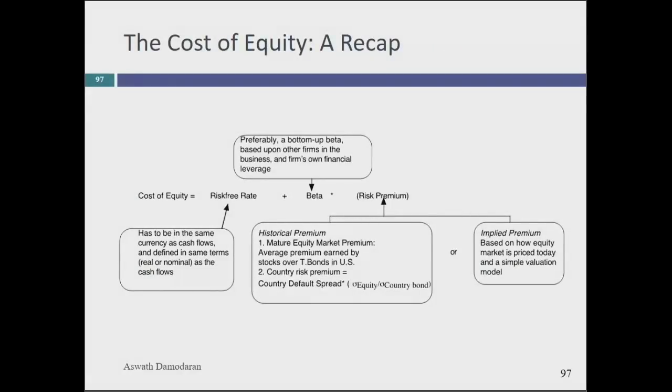So let's recap the cost of equity. The risk-free rate has to be in the same currency as you do your cash flows in. And for some currencies, that might require cleaning up the government bond rate. The beta will reflect what business or businesses you're in.